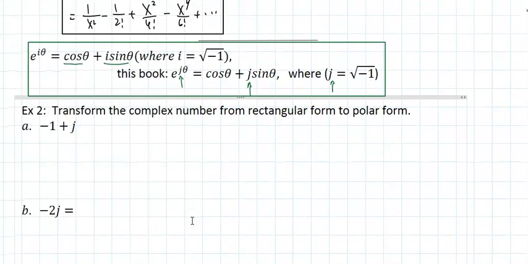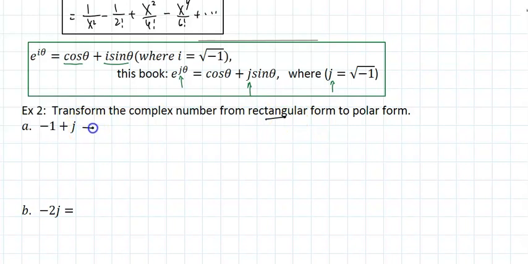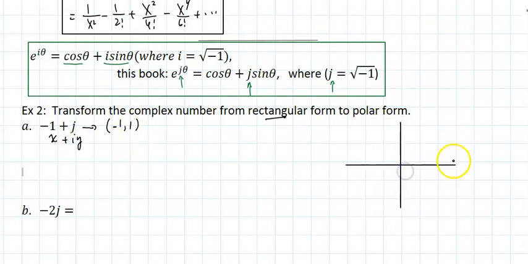So here we are. Now we need polar. Transform the complex number from rectangular, this is rectangular, because as far as we're concerned, that's the point -1, 1. So this is the x, and this is the j or the i, y. That's always how it is. And graphically, they're not asking us to graph it, but we will graph it. This is always the real, and this is always the complex. Most books call it i, this book likes j.